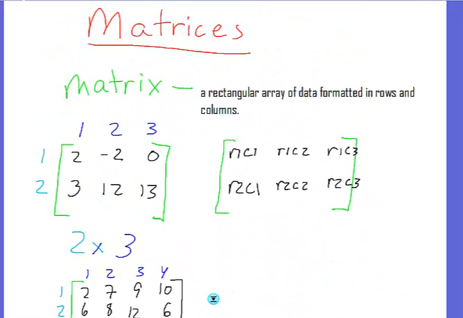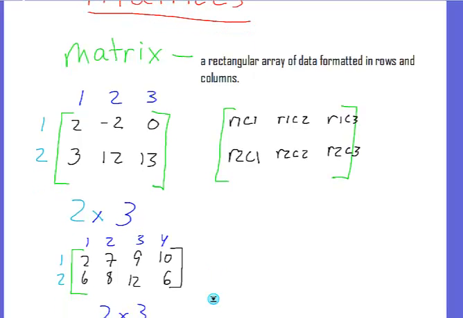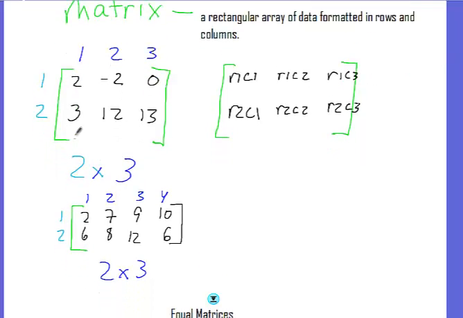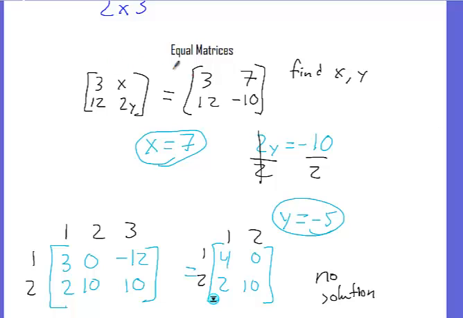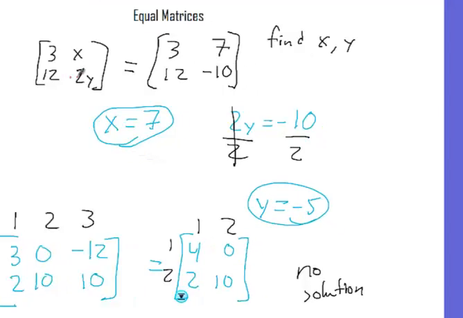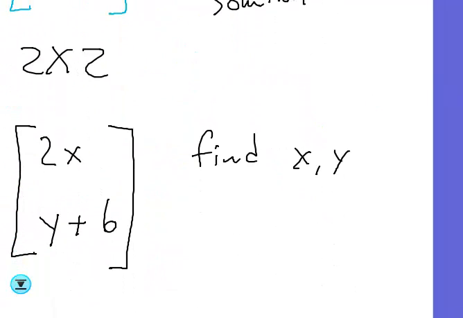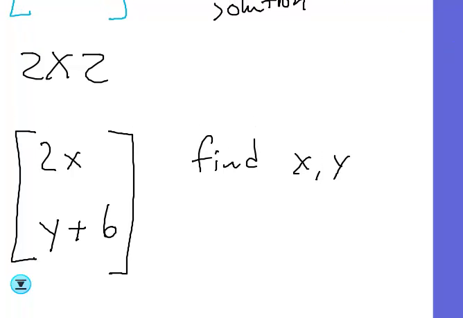So basically, what I want you to take away from this video is that a matrix is a rectangular array of data formatted in rows and columns. The dimensions, the way we read them, go rows by columns. All right. The second thing is, if we have two matrices that are equal, corresponding parts are equal. So therefore, we know that x was equal to 7, 2y was equal to negative 10, and y is negative 5. If you have two matrices that are different dimensions, your answer is no solution.